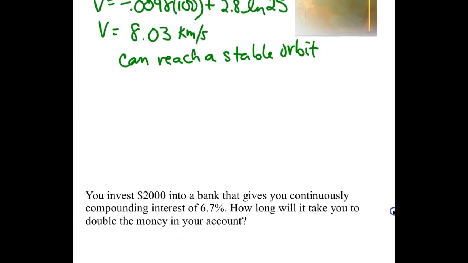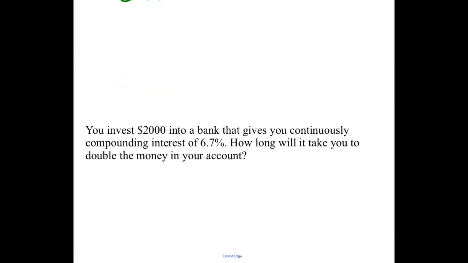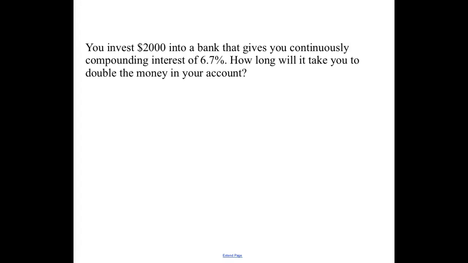All right. Our last question. You invest $2,000 into a bank that gives you continuously compounded interest of 6.7%. How long will it take you to double the money in your account? What formula did we have when we talked about continuous compounding? That was that PERT formula, yep. So A equals, final amount equals our principal times e to the rt power.